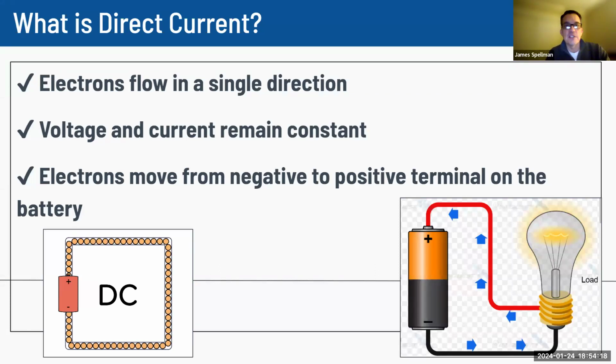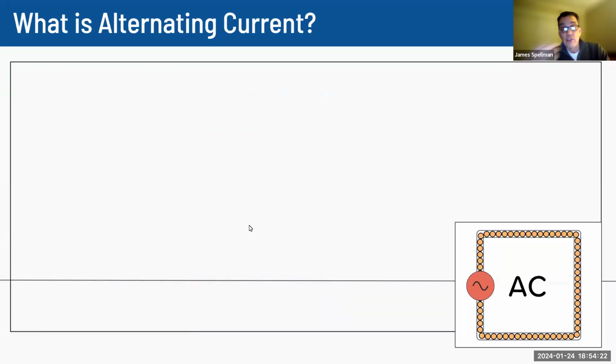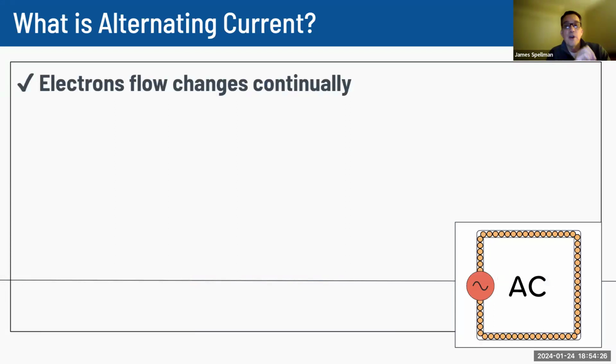We can contrast this to alternating current, which you might be able to figure out by the word what happens with it. What happens with an alternating current is that the electrons are moving pretty much continually, but they're moving back and forth, almost like taking a giant saw across a tree and going back and forth, back and forth, back and forth, back and forth.